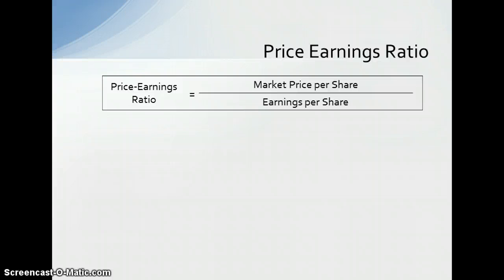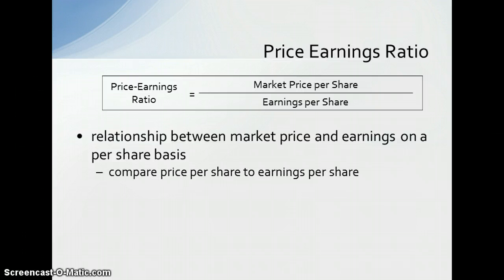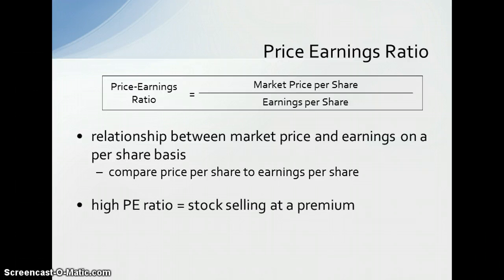Another ratio analysis that deals with earnings is called the price-earnings ratio. So we're not just looking at the earnings per share, but we're looking at the price per share compared to the earnings per share. We're taking this earnings per share that we just calculated before and comparing that to the market price per share. In other words, how much are we paying per share compared to how much are we getting per share? So this shows the relationship between market price and the earnings, but on a per share basis. Compare the price per share to the earnings per share. This is called the PE ratio.